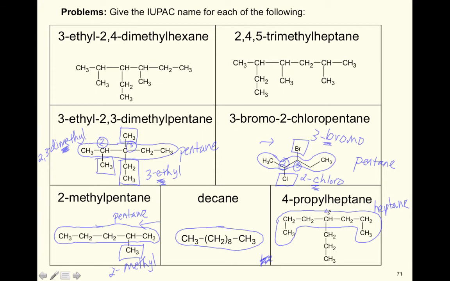Did you notice whatever direction I go, this is coming off carbon number 4? And this is the first time we've used this. This is a propyl group. Propyl, coming off of 4. 4-propyl heptane. So this is an example of my notes and the answers.